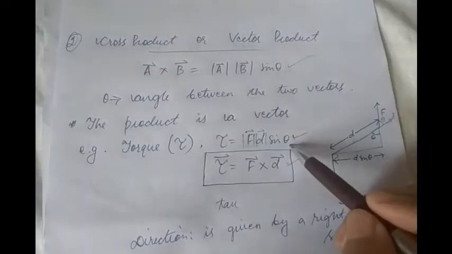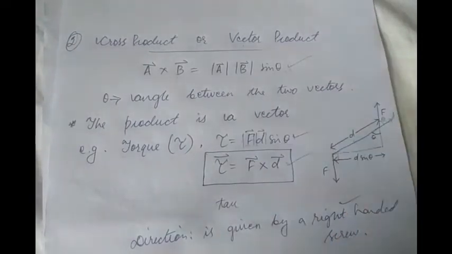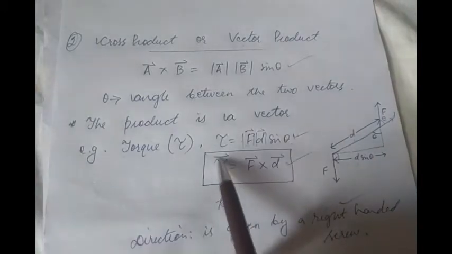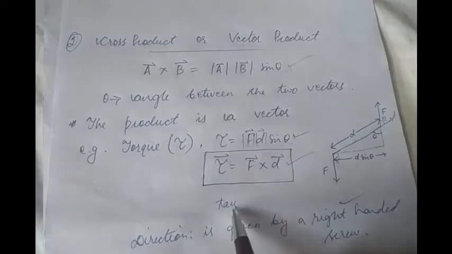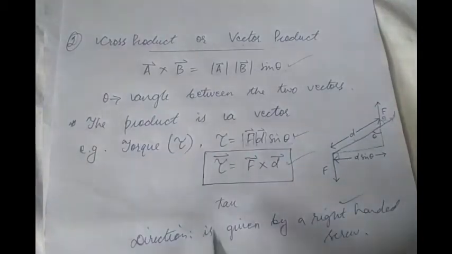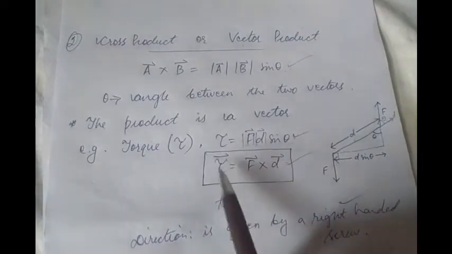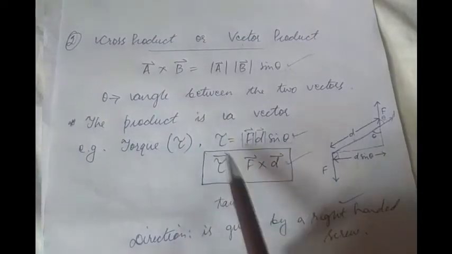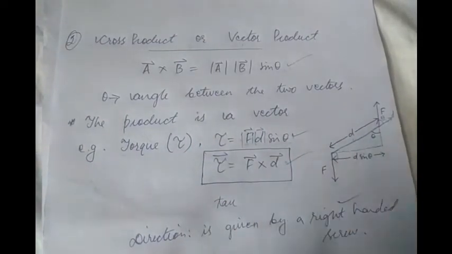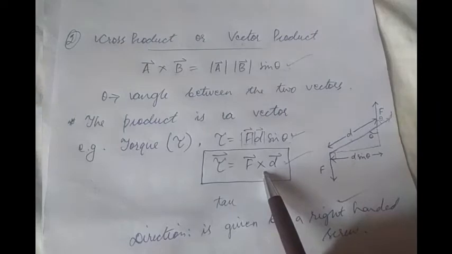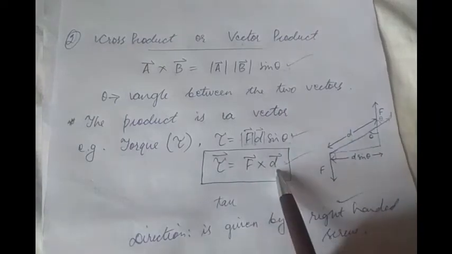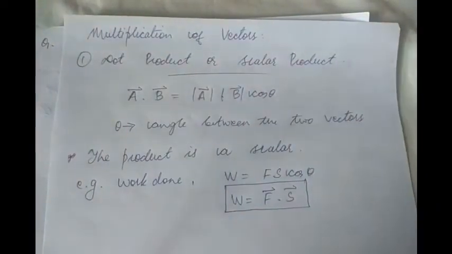Now, if we write this in vector form, or vector notation, it will be this. Tau, by the way, is a Greek letter which represents torque, like we have alpha, beta, theta, and omega. So torque, as you can see, is a vector: F cross d. Remember, vector F cross vector d. This is an example of the cross product of two vectors, giving us a vector. And don't forget, when you find the dot product of two vectors, you always get a scalar quantity.